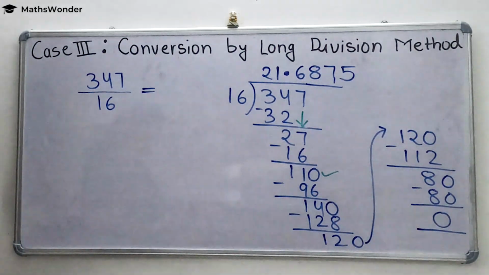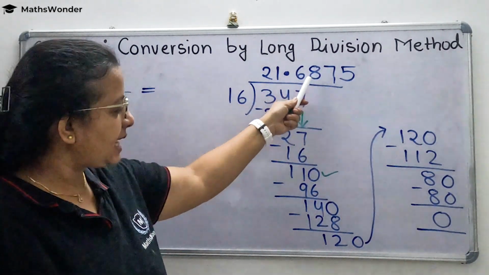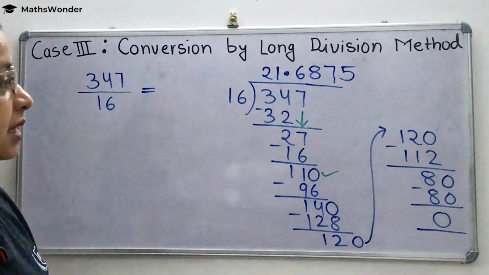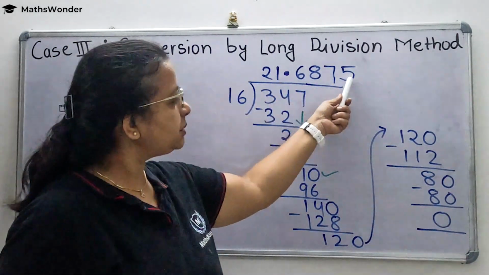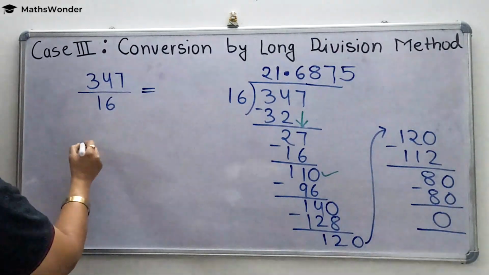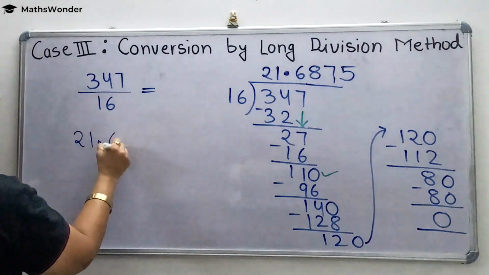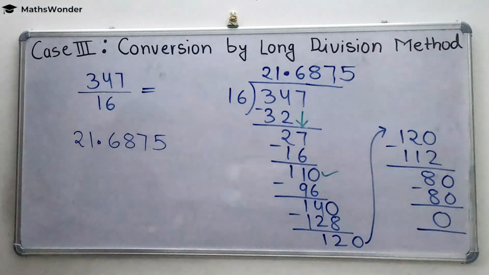How did we get 128? 16 times what will give 128? 16 times 8 is 128, beta. Then 16 times 7 is 112. Then 16 times 5 is 80. Then you will get the 0. So the process will go on till remainder is 0.